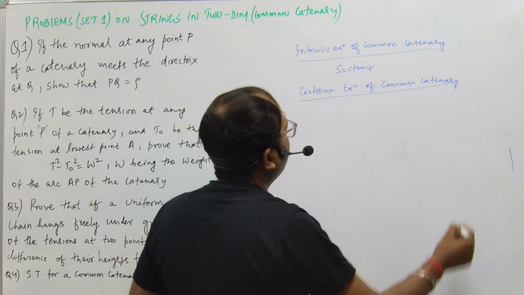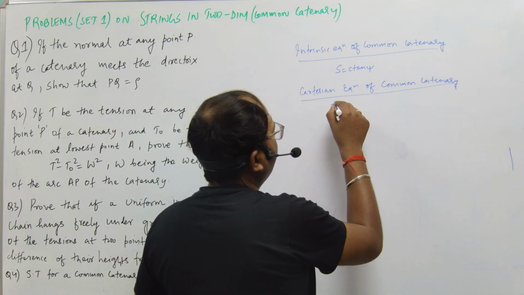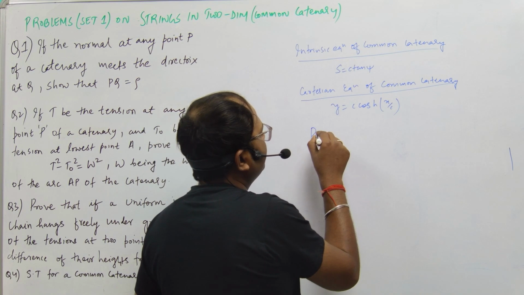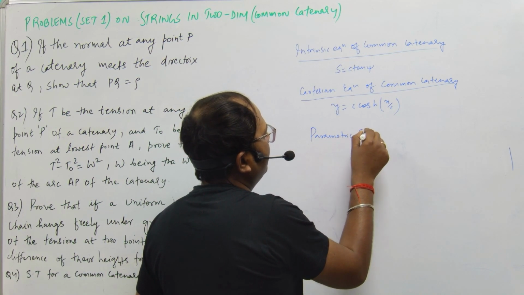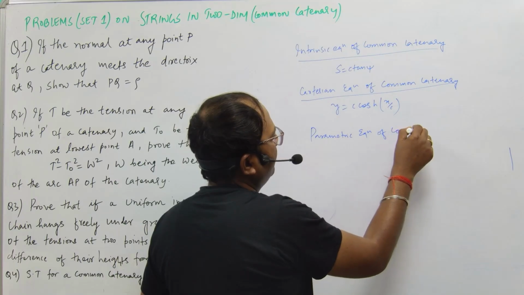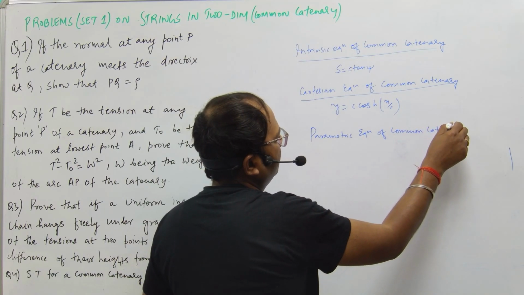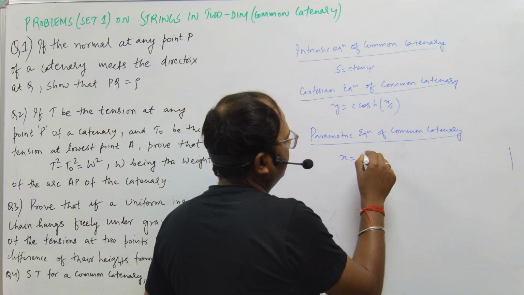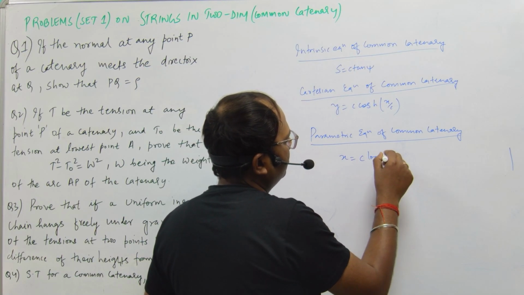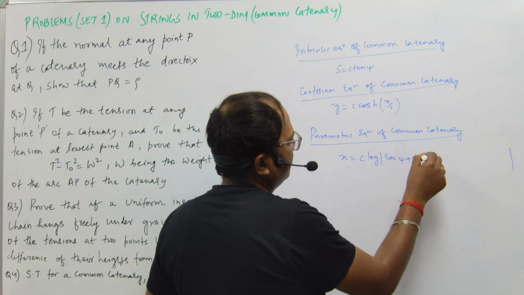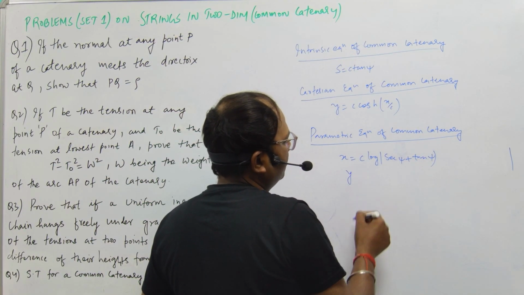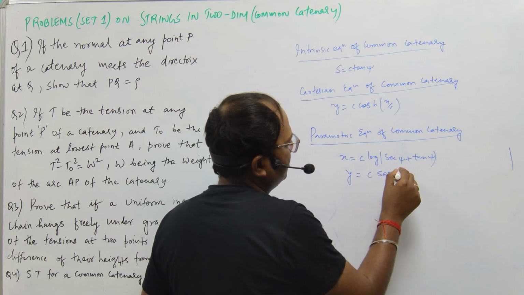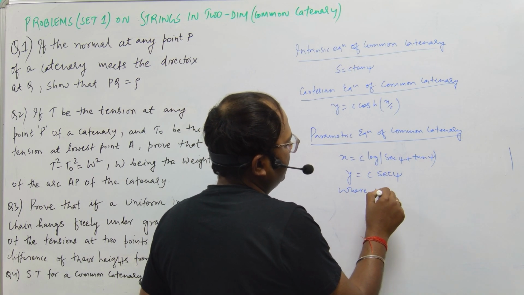The Cartesian equation of common catenary is y is equal to c cosh(x/c), and the parametric equation of common catenary is x is equal to c log(sec psi plus tan psi), and y is equal to c sec psi, where psi is the parameter.